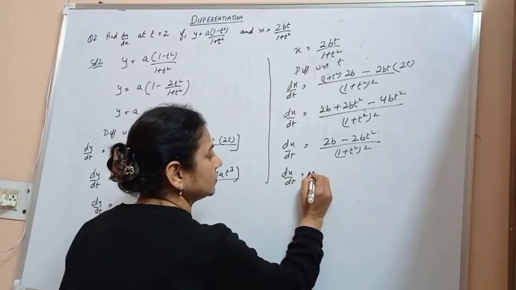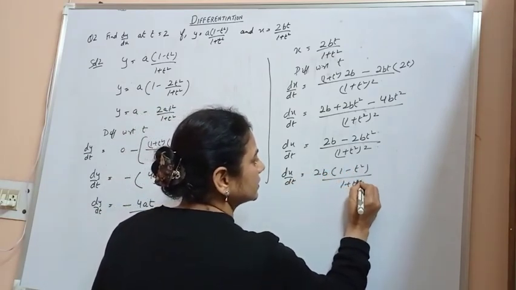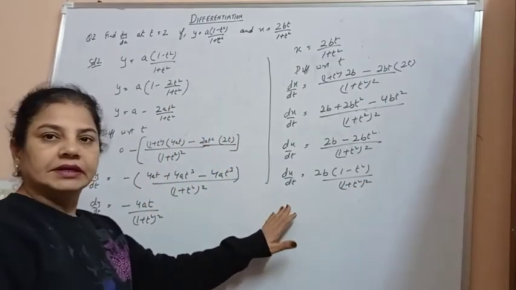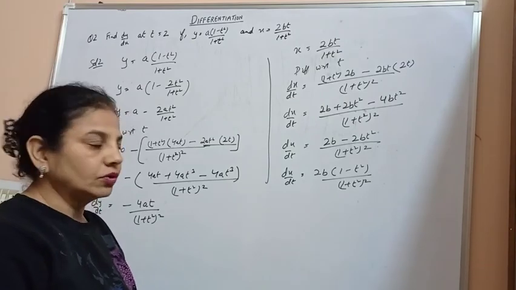dx by dt is equal to 2b times (1 minus t square) upon (1 plus t square) whole square. I calculated dy by dt and dx by dt. I have to calculate dy by dx at t is equal to 2.